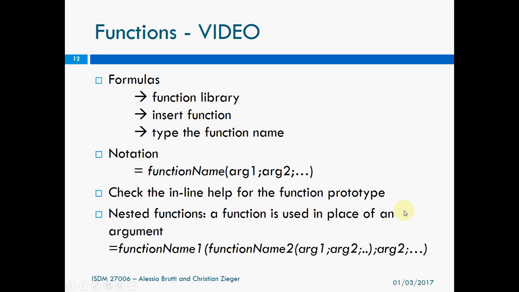It's also possible to use nested functions. It means that as an argument for one function, you can use the output of another function. Here we have an example where we have the function whose name is function name1, and between brackets we have the arguments for function name1. As the first argument for function name1, we have the output of the function name2. Now let's switch to the next slide.